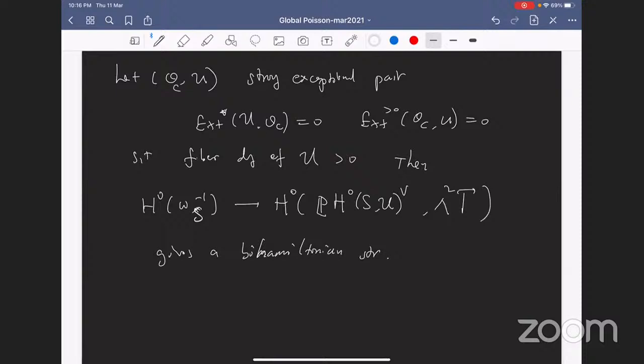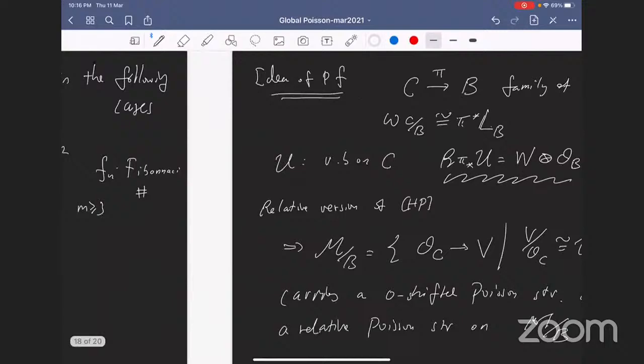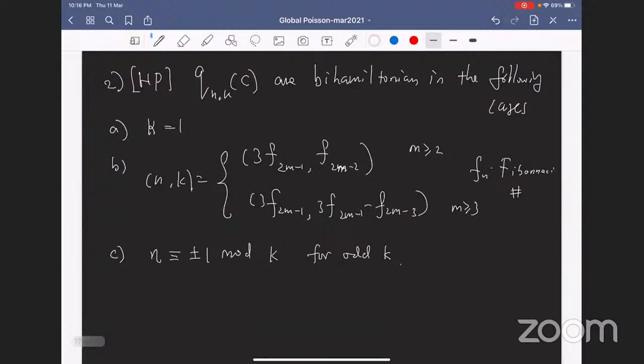Okay, so the only problem is, for which n and k can we construct such an exceptional pair? This is why we are only able to prove some cases, because in general, if you want to construct for all n and k, you need to construct some exceptional pairs on, for example, the trapezoidal surface of arbitrary degree, and in some cases we were not able to find them. And of course, the conjecture is that all n and k should be bihamiltonian.